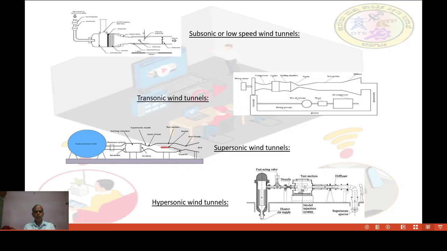Number 1, subsonic or low speed wind tunnels. Major parts are as shown in the figure. High pressure air enters at about 15.5 megapascal. It is very high pressure, and a control valve is there to control the air, and next a perforated plate is there, means having holes. Next, a major protective wall, the pressure relief wall, is there.